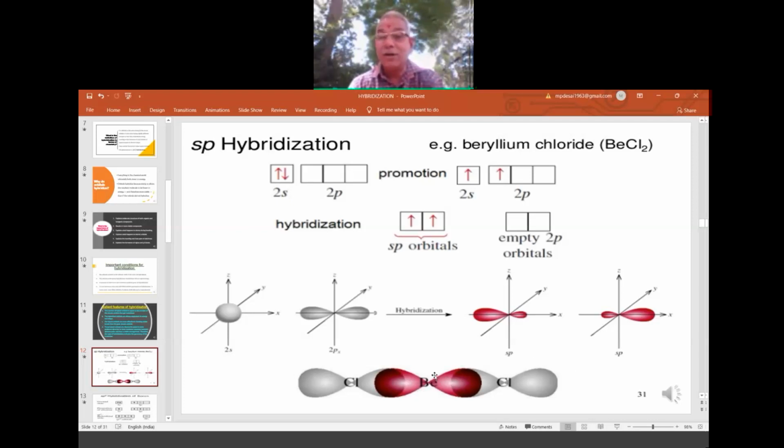It is called linear. Whenever sp is there, definitely we will have a linear structure. I told you that by knowing the nature of hybridization, we can guess the shape. So sp means linear, 180 degrees.